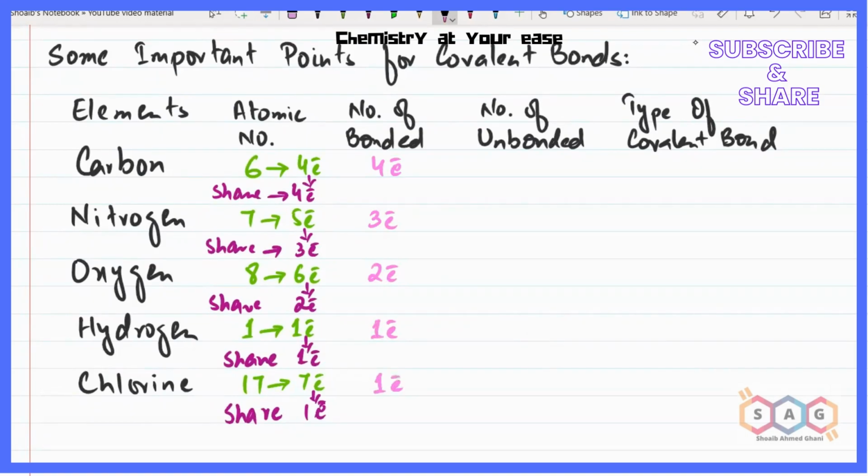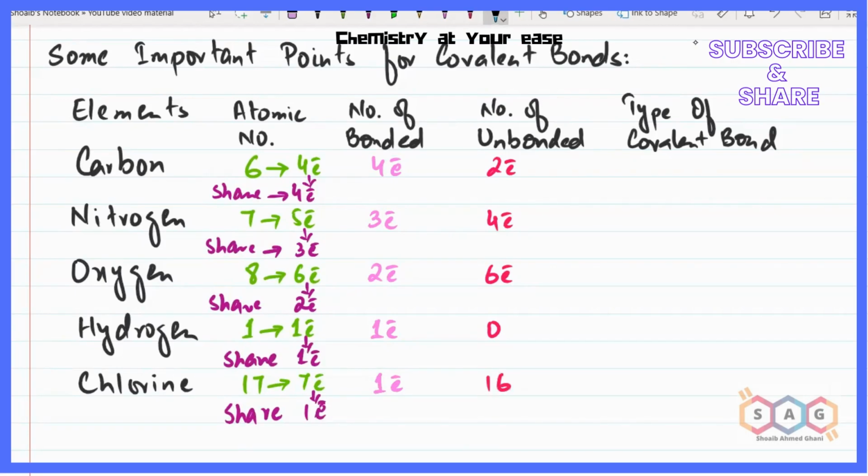1 electron for the chlorine. Now, if we subtract the shared, bonded electrons from the total electrons, we are going to have the unbonded electrons. So the unbonded electrons here are: for carbon, 4 minus 4 is 0; for nitrogen, 5 minus 3 is 2 electrons; for oxygen, 6 minus 2 is 4 electrons. Then for hydrogen it is 0, because only 1 electron is present in the hydrogen atom, so there is no unbonded electron. Then for the chlorine, 7 minus 1 is 6 electrons.